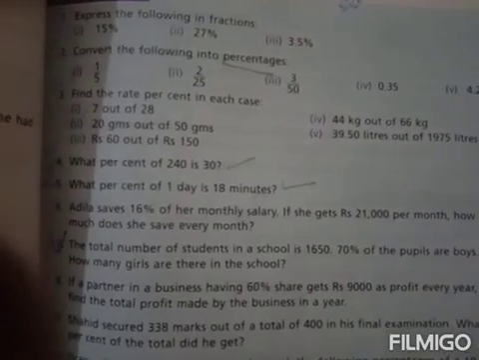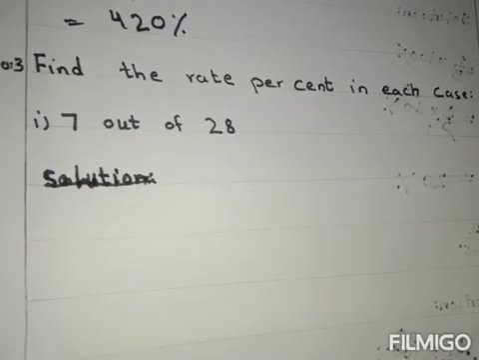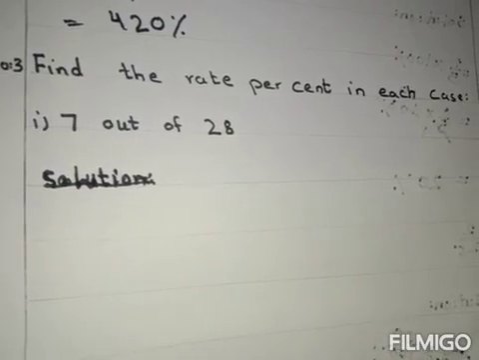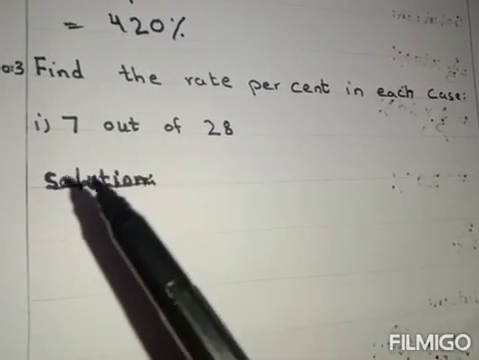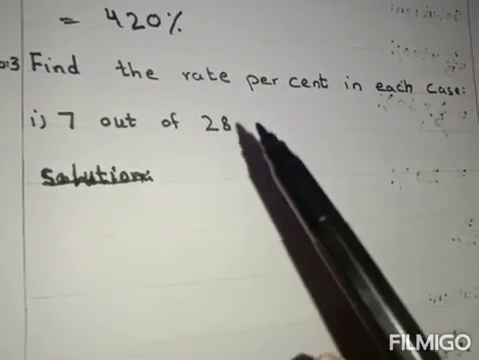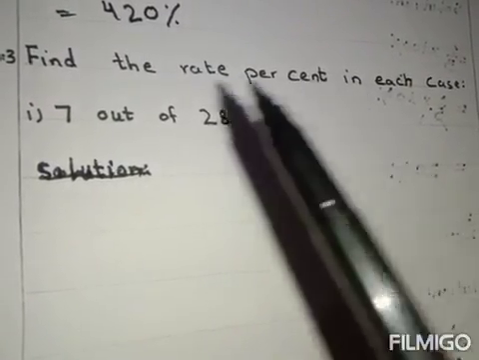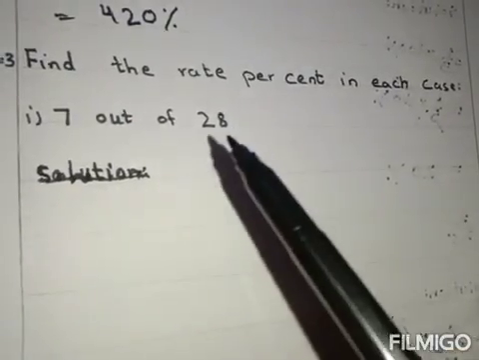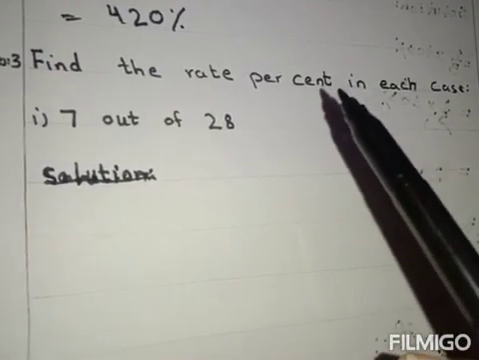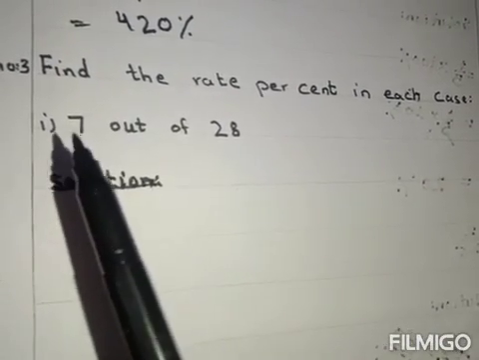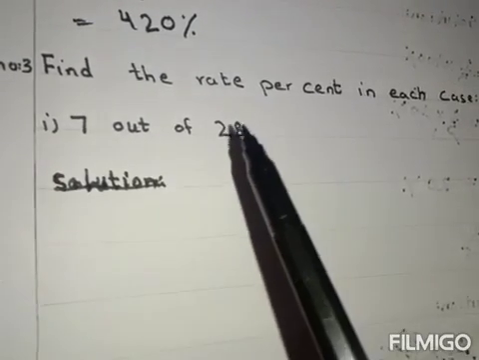That's all. Let's start question number 3. Question number 3 is: find the rate percent in each case. So it is just percent. It means they are definitely talking about 100. First of all, we will find the rate out of 100. Okay, students, this is just like marks, like you got 7 out of 28 marks.